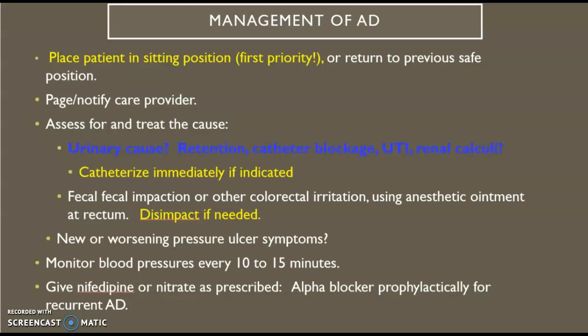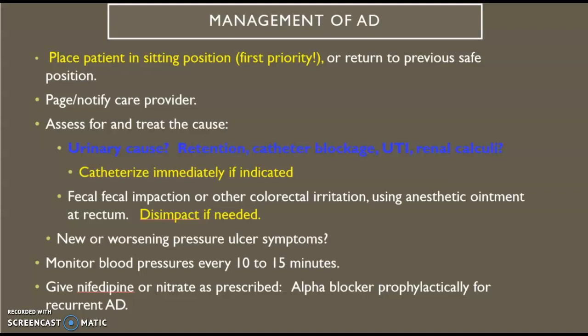Something as simple as a new or a worsening pressure ulcer or a skin problem somewhere can cause autonomic dysreflexia. So looking at everything you can think of that could be causing some kind of a stimulus is the best way to go about it. And in this order is a good way to think about it. You're going to monitor their blood pressure every 10 to 15 minutes. You may sit them up, you might catheterize them and check their blood pressure, and it's completely back down to normal. So you may not need medications.